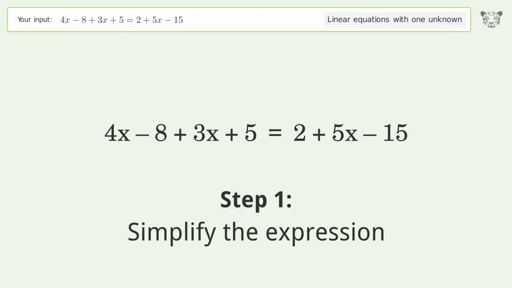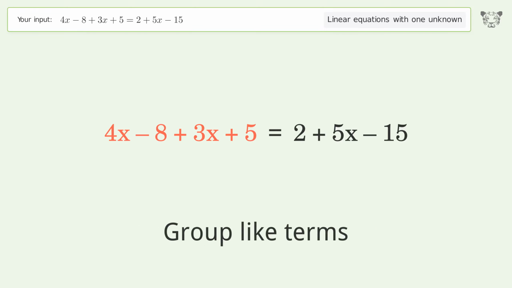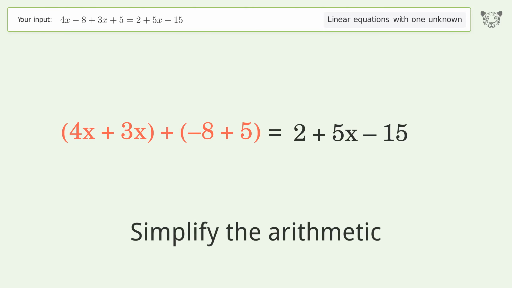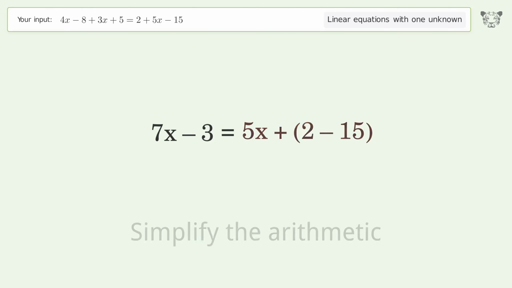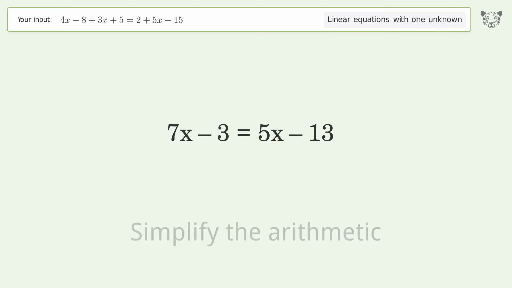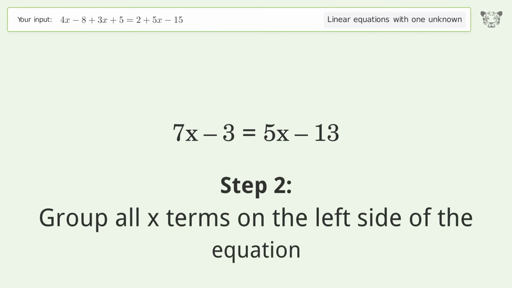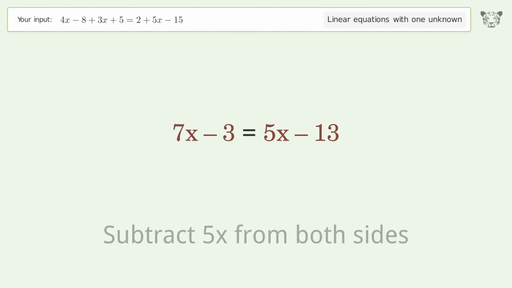Simplify the expression. Group like terms. Simplify the arithmetic. Group like terms. Simplify the arithmetic. Group all x terms on the left side of the equation. Subtract 5x from both sides.